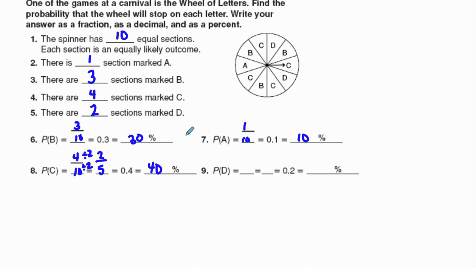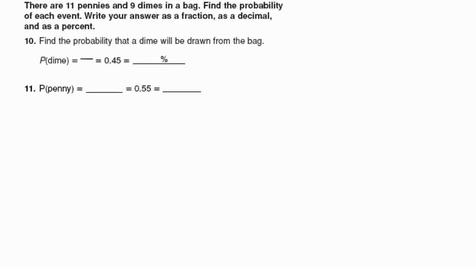Okay, and then probability of D. There are 2 sections marked D out of our 10 sections. That simplifies to 1/5, 2/10, 20%. All right, go ahead and pause the video. Try this one on your own.